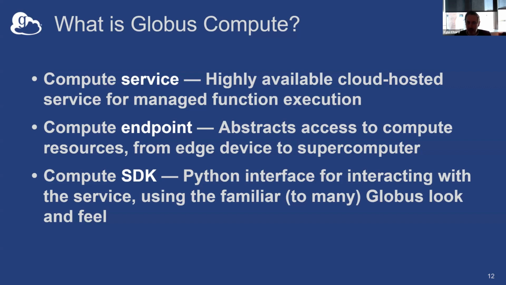The second thing we have is an ecosystem of Globus Compute endpoints. These are the deployments of those agents that I just mentioned that abstract access to the different computing resources. And then finally, we have an SDK, a software development kit written in Python that provides an interface for interacting with the service. It looks very similar to other parts of the Globus SDK.